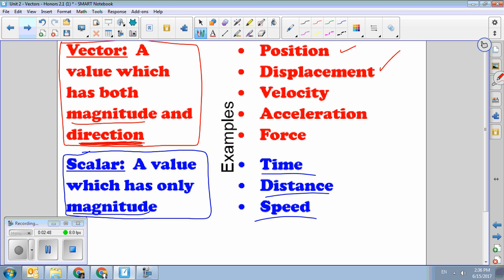Velocity, your direction is important. Acceleration, your direction is important. Force, which we talked about briefly, the direction is important. Pushing a table to the right is different than pushing a table to the left. Okay, so some values that we talk about are vectors. Some values that we talk about are scalars. Technically speaking, anytime you write a vector quantity, you should put a little arrow over it. Velocity ought to be v with an arrow over it. That's called a vector hat, okay?